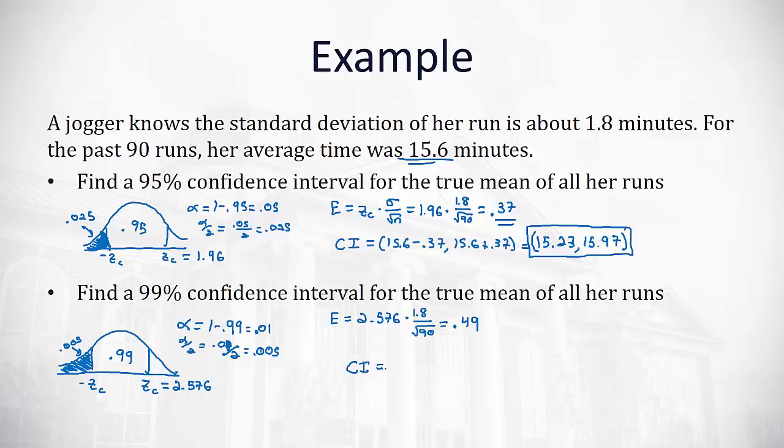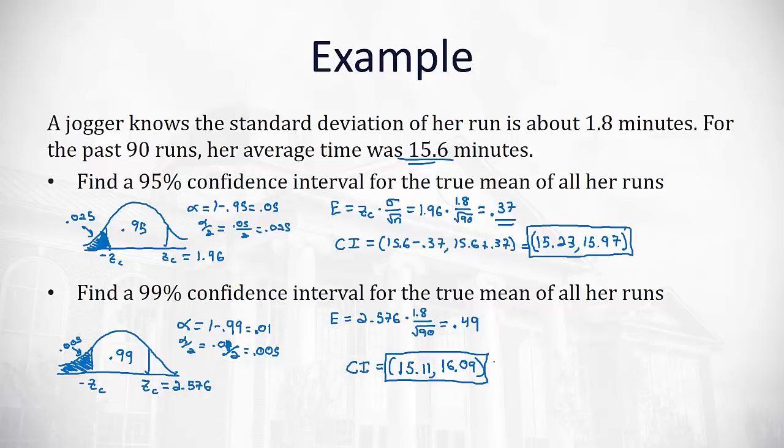So our confidence interval is going to be our mean of 15.6 minus the error of 0.49, which gives us a low value of 15.11, and a high value, taking 15.6 plus 0.49, of 16.09. So we know now with 99% confidence, we believe the true mean of all of her runs is going to fall between 15.11 and 16.09.